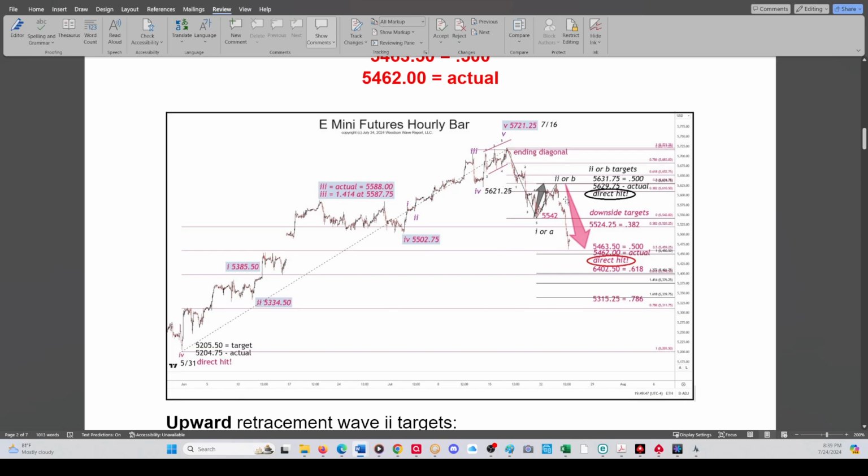So this is what we're looking at. We had a direct hit yesterday here on the upside to within 2 points of our target. Now we've had a direct hit on this 50% retrace within 1.5 points of that target. Again, this could go lower. We'll see how this plays out. If it moves above this 55.42, which is the wave 1 or A low, then it's most likely over. The completion is over, and here we go, attacking the 5721.25 high on July 16th.